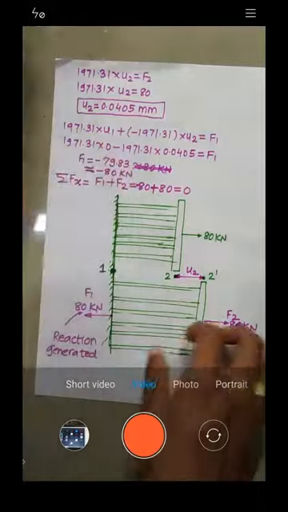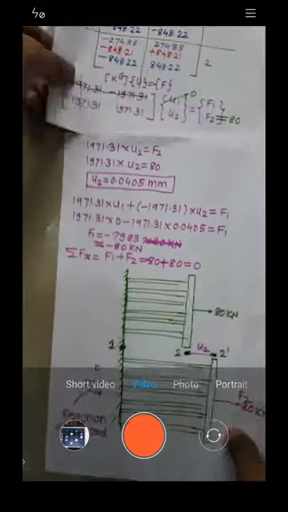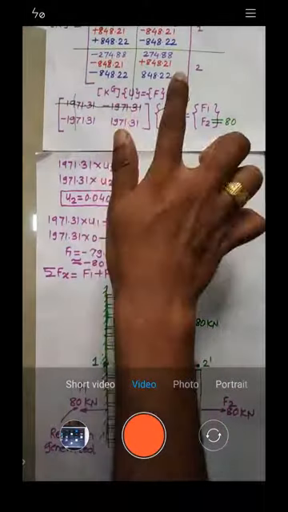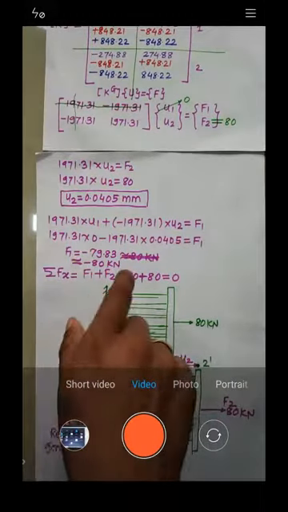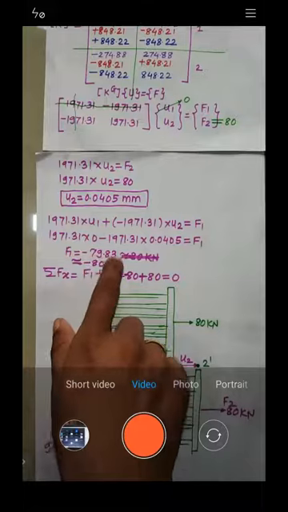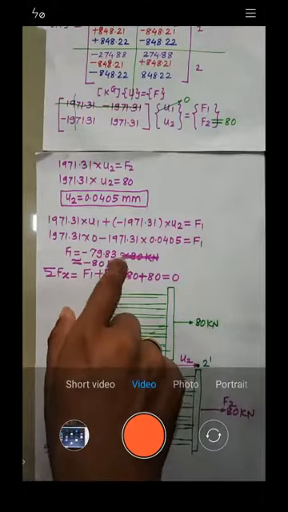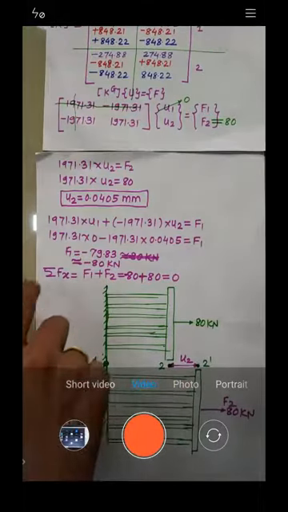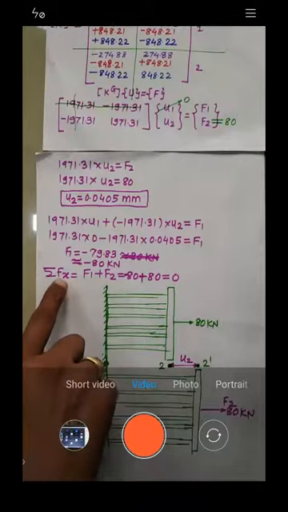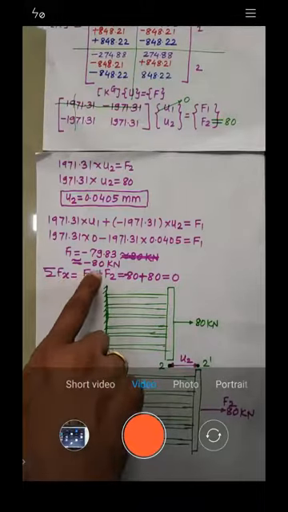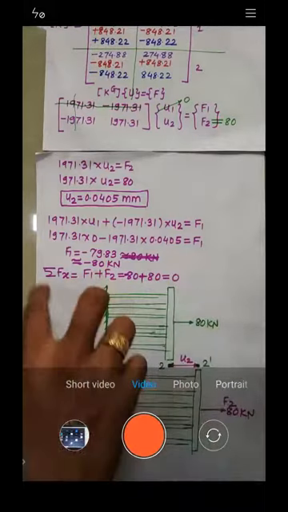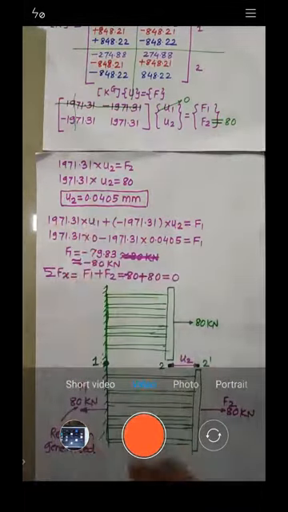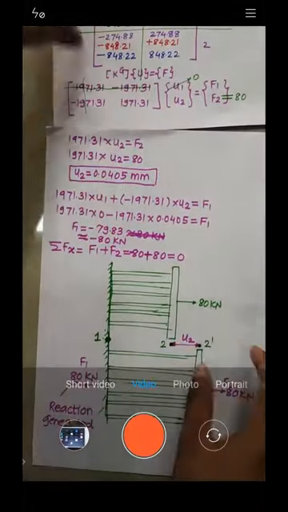Now I have calculated the reactions. How to calculate the reaction? The first row multiplied by this column is F1. In that I have put the values, and F1 was coming as minus 79.83, which is approximately equal to 80. Now apply the condition of equilibrium, that is, summation of forces in x direction is 0. So F1 plus F2 is coming as 0. That means if the summation of forces is 0, the values of displacements are correct, and you have correctly solved the problem.